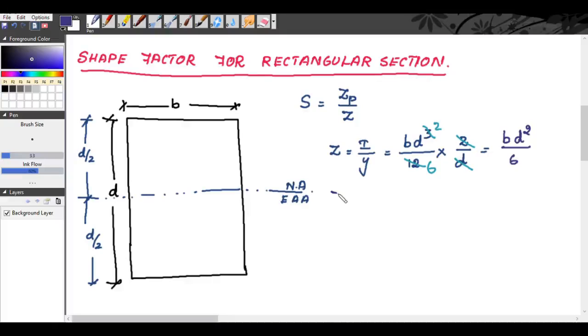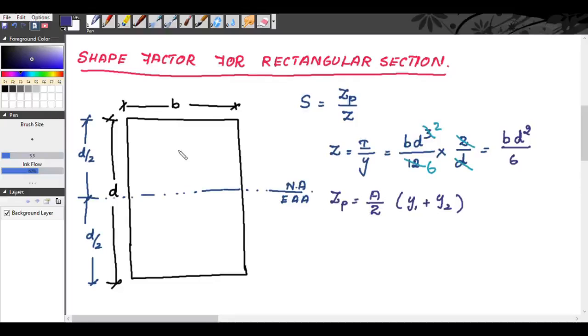Now we will calculate the plastic section modulus. We know the formula for plastic section modulus. We saw it in the last class. What is plastic section modulus? Plastic section modulus is equal to half of the area. It depends upon the equal area axis. So here this is the equal area axis. So A by 2 means half of the area, right? So A by 2 multiplied by Y1 plus Y2.